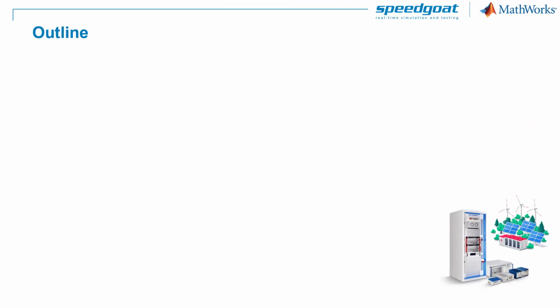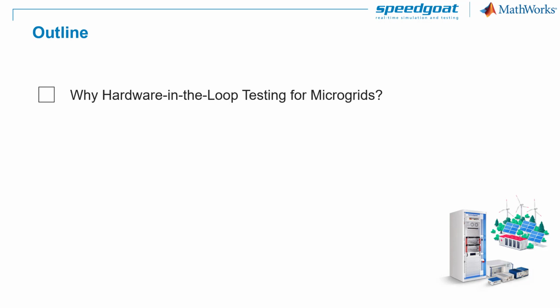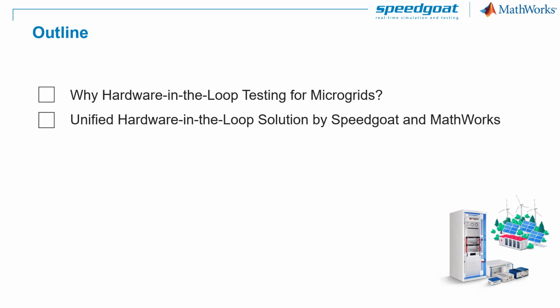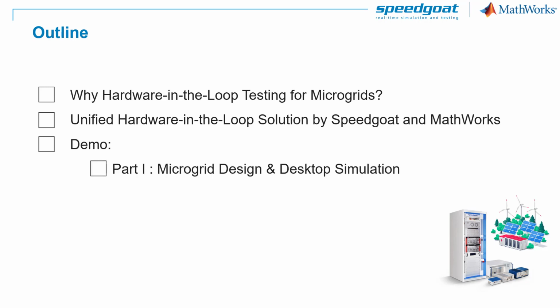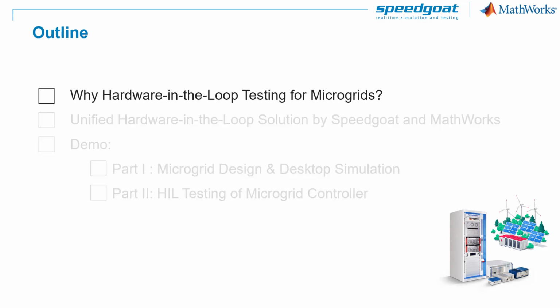In today's webinar, we will go through the following. Why do we want to use hardware in a loop for microgrid? What are the benefits? What solutions can Speedgoat and MathWorks provide? Then we will follow with some examples. Jonathan will show you how to use Simulink and Simscape Electrical to build a model for microgrid and do desktop simulation. And I will show you how to set up a hardware-in-a-loop system and perform real-time testing.